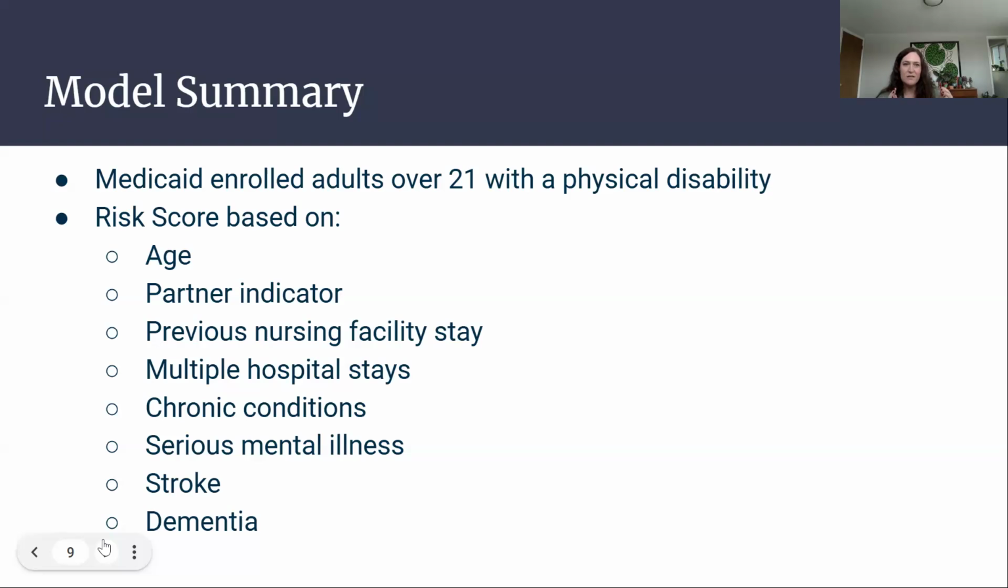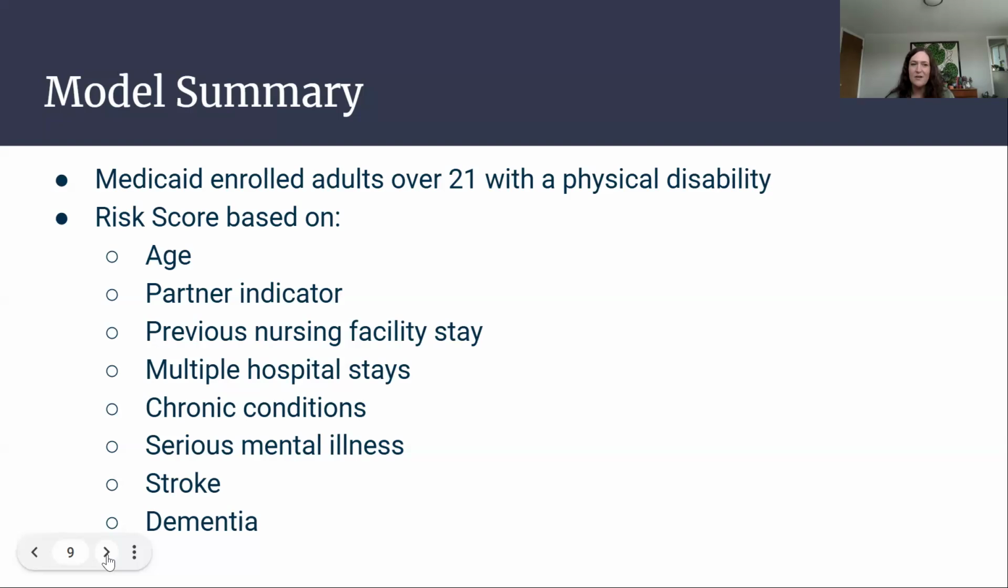And then, as I mentioned earlier, the components that could increase or decrease your risk score are listed out here. Age is one of them, whether somebody has a partner. That is one of the elements that we have in our data that connects to different living arrangements. Also if someone had previous nursing facility stays, multiple hospital visits, or inpatient stays, and chronic conditions like diabetes, serious mental illness, stroke, and dementia were some of the factors that we were looking at. As we continue to work with the monitor and the DOJ on this, some of those things may stay in the model, may be adjusted out, but in our initial work, those were some of the factors that were identified through the stakeholder engagement and literature review that we included in our model.